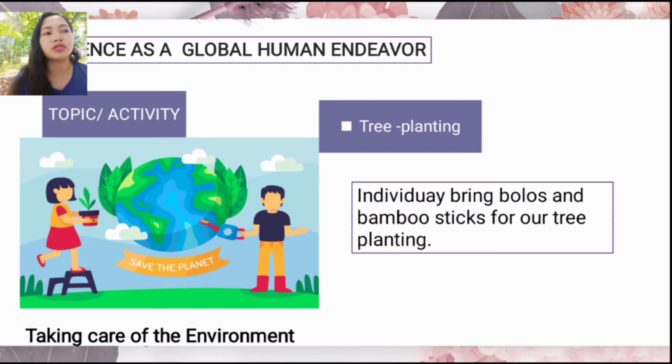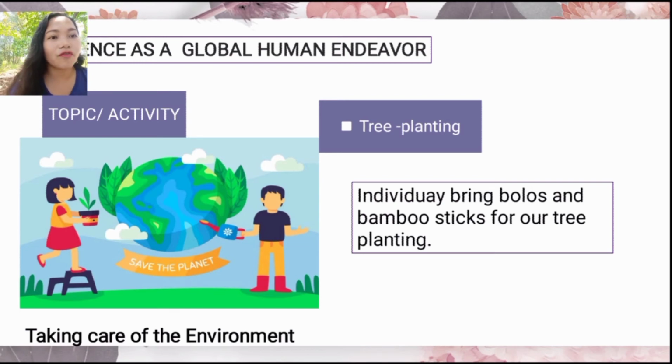If you're going to give them this tree planting activity, of course, the kids may tend to ask, why do we have to do this? Why do we have to plant trees? So this activity is very suitable for them because tree planting is one way of human initiative, human endeavor, to make our planet something better to live on for our future generations, right?